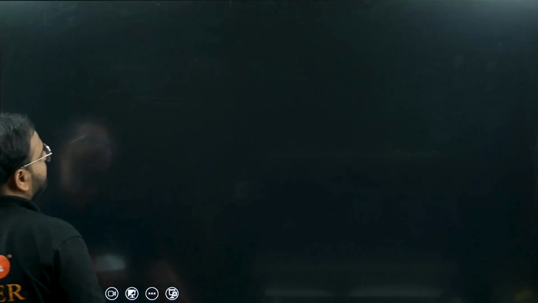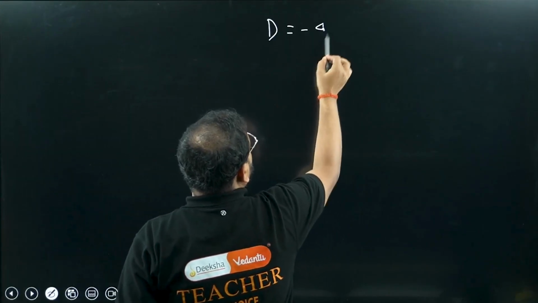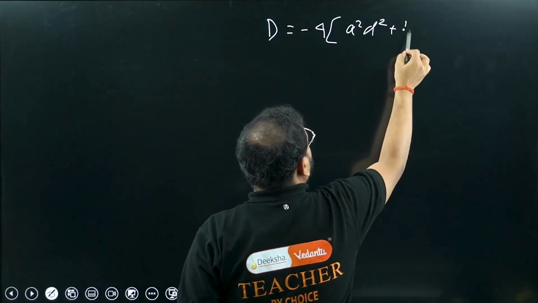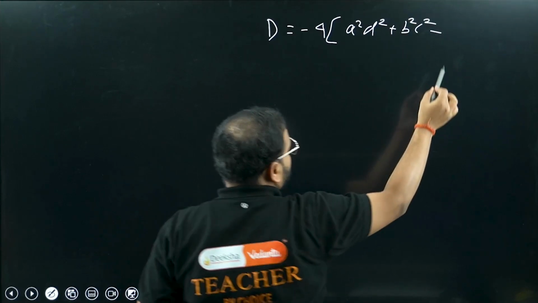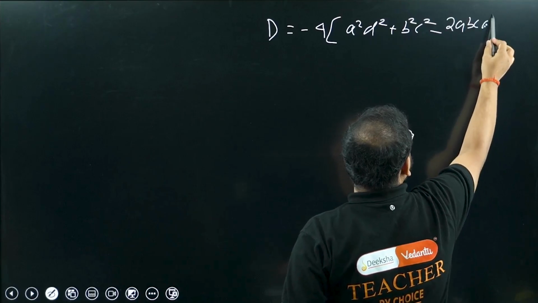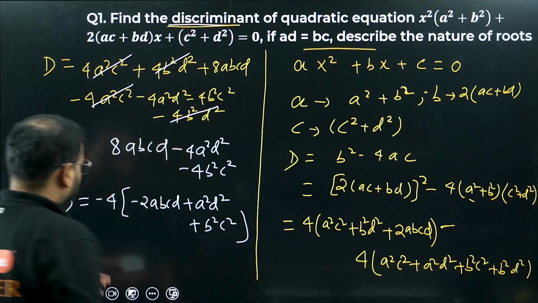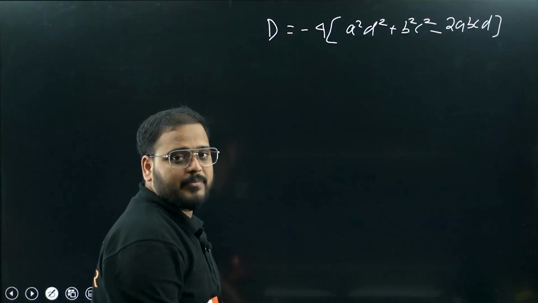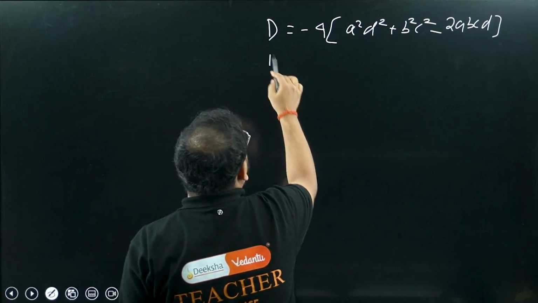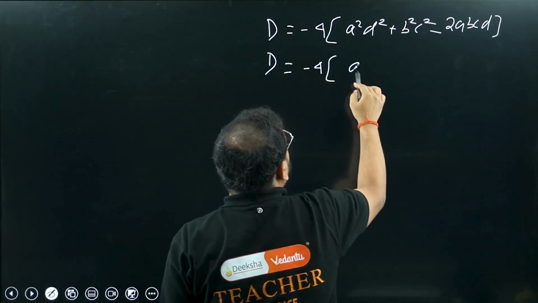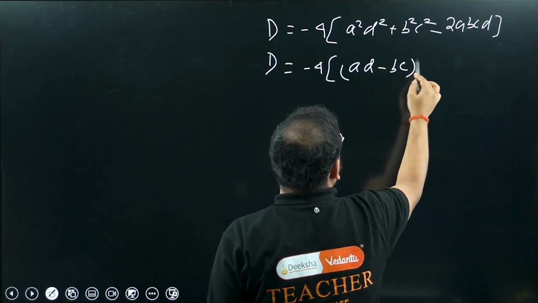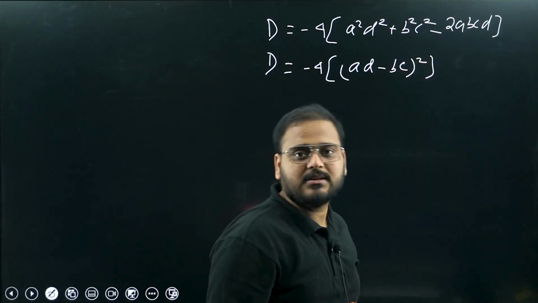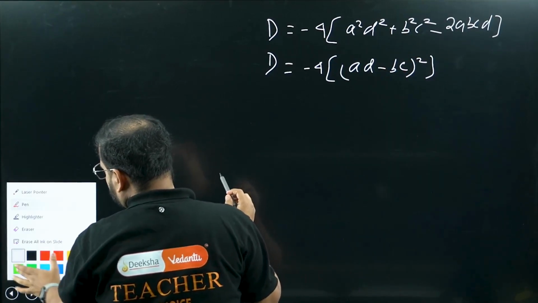Okay, let me write it over here. What I was getting, I'll write first a square d square over here plus b square c square over here minus 2abcd, right? Have a look, please. Minus 4 is common, a square d square plus b square c square minus 2abcd. Can you see a formula being formed here? Minus 4 times (ad minus bc) the whole square. Please check. a square d square plus b square c square minus 2abcd. Correct, right? This is my first part's answer.